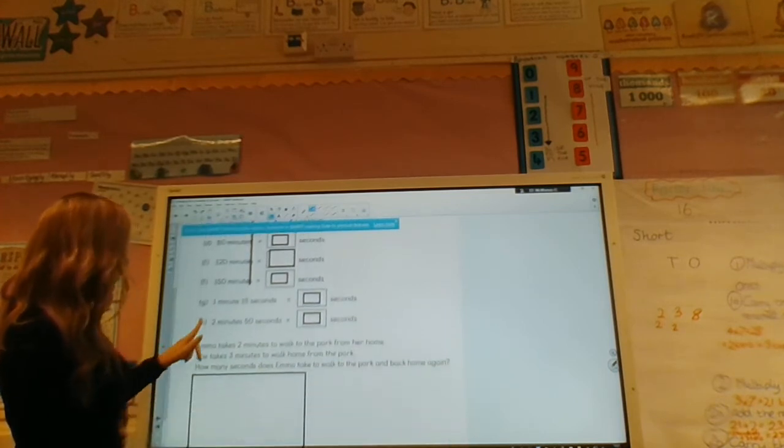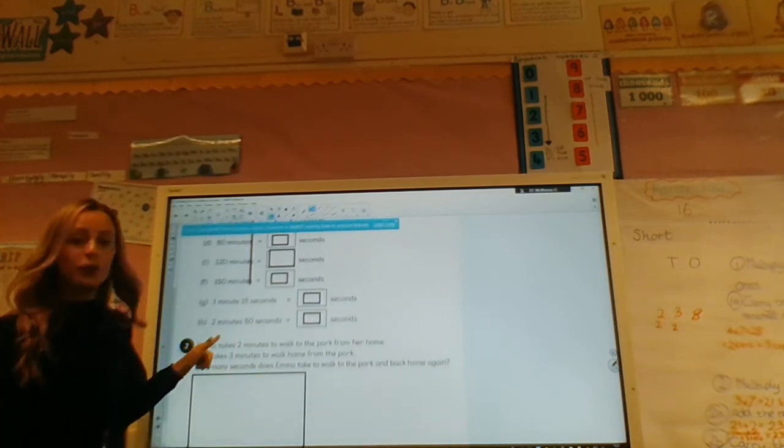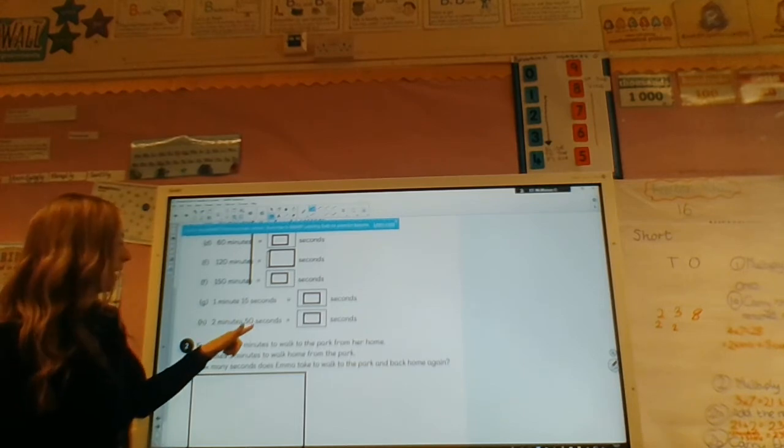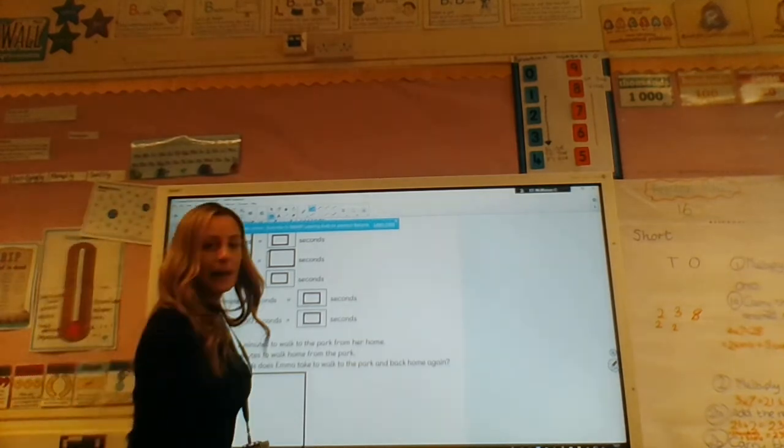And then this one here, 2 minutes and 50 seconds, convert the 2 minutes into seconds and then add the 50 seconds.